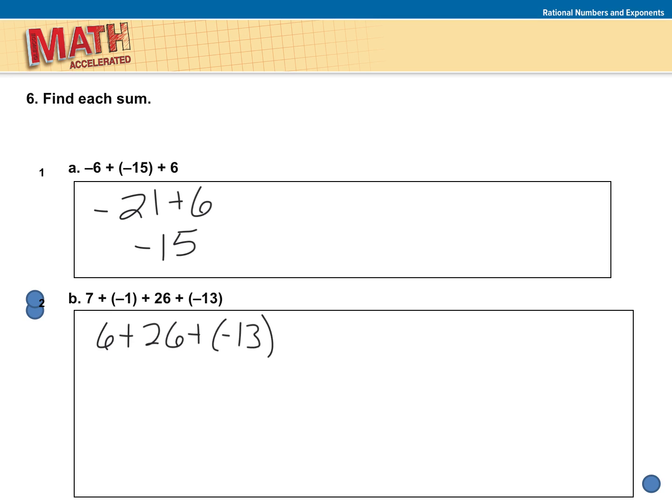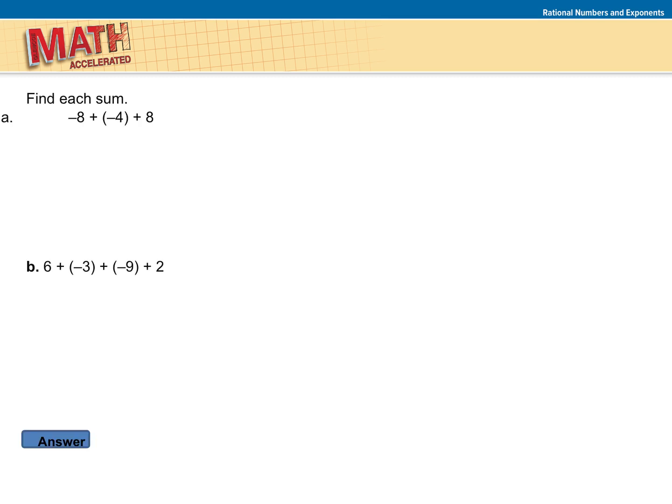Now what do we do? Keep working left to right. So we have 6 plus 26, which is 32. Then 32 plus negative 13. Last step would be 32 plus a negative 13, or 32 minus 13. What? 19. Good job. Any questions over that one? No. Okay, do the next on your own.